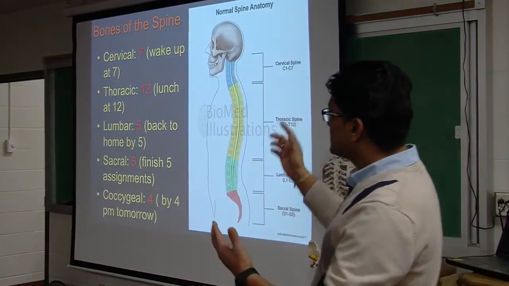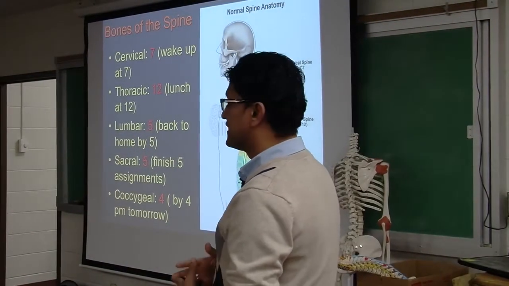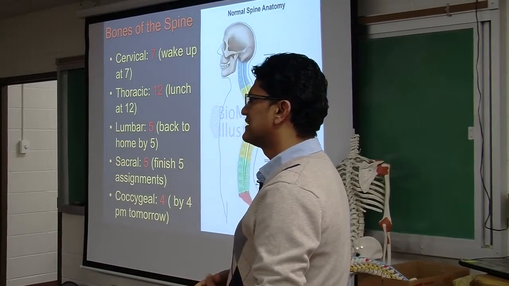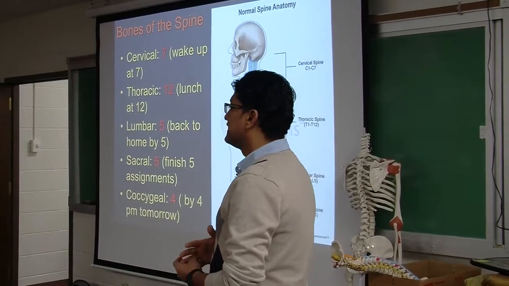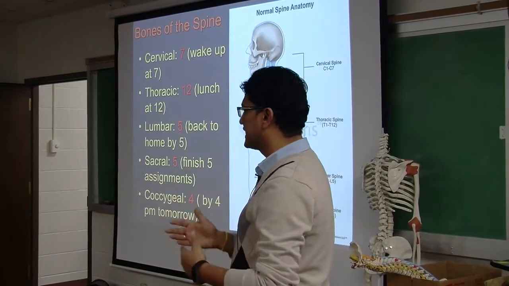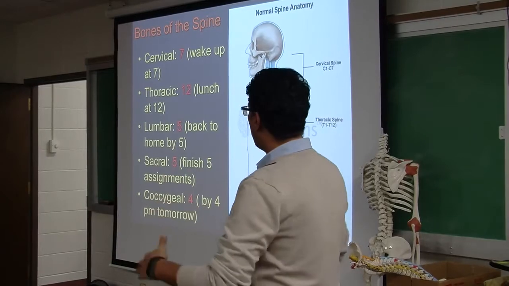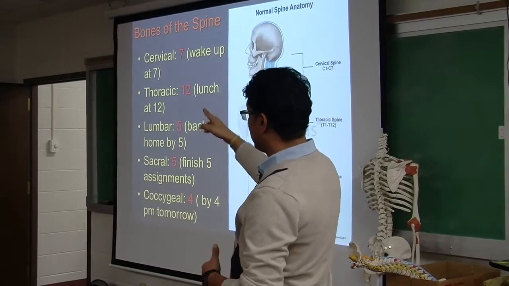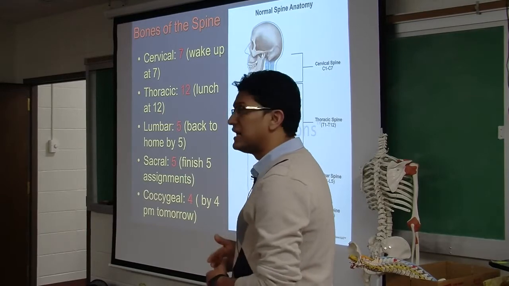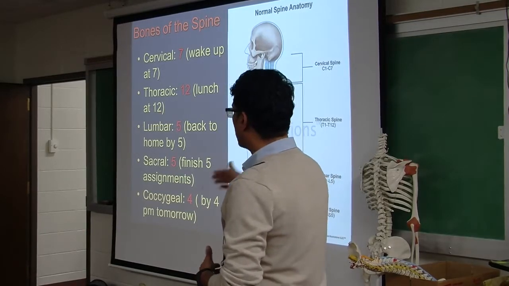So in case of the bones of the spine, you guys know how many total vertebrae are in your spine? How many? 33. So can you differentiate those region-wise? Like how many cervical do you have? How many thoracic do you have? Right? You have 7 cervical, 12 thoracic, 5 lumbar, 5 sacral, and 4 coccygeal.